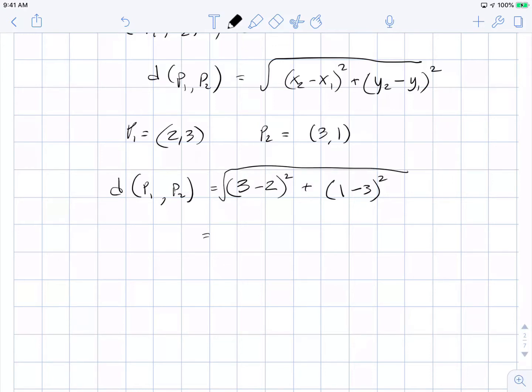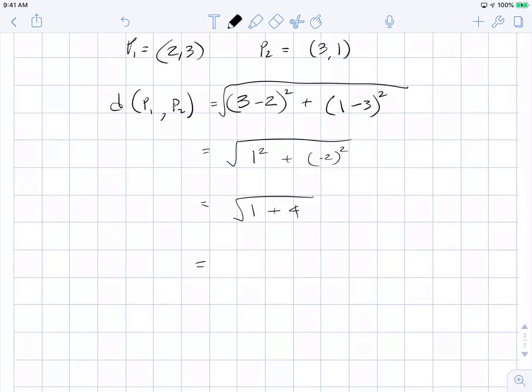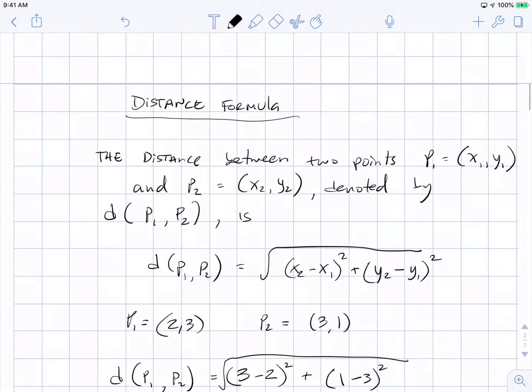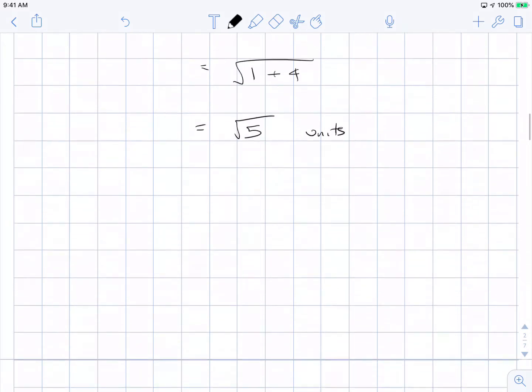Well, that would give me 1 squared plus a negative 2 squared under the square root, and that would yield 1 plus 4 under the square root, and that distance would be the square root of 5 units away. That's the distance formula. That's something that's going to be important and you guys should know.